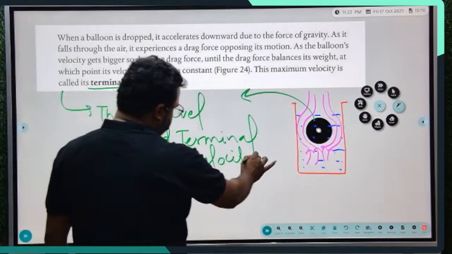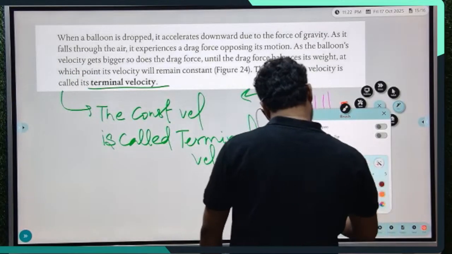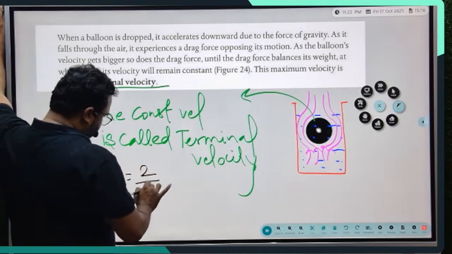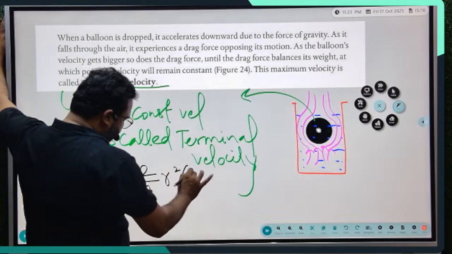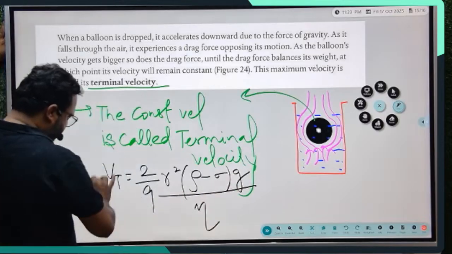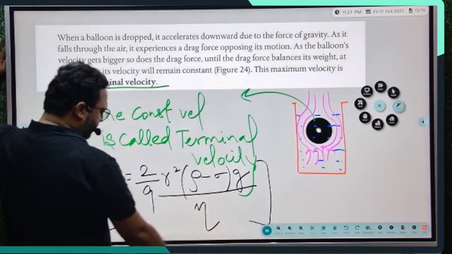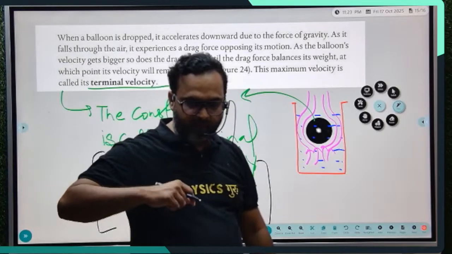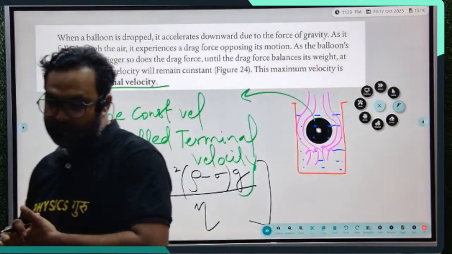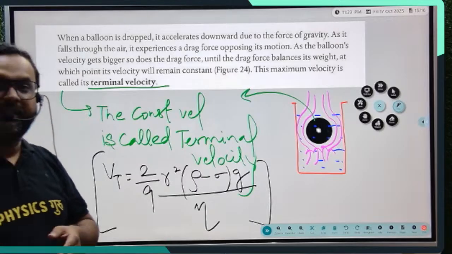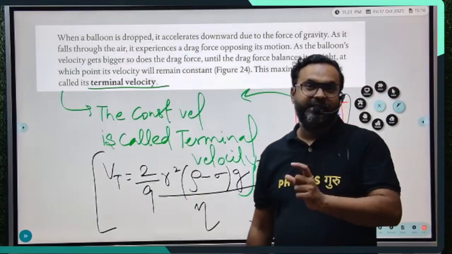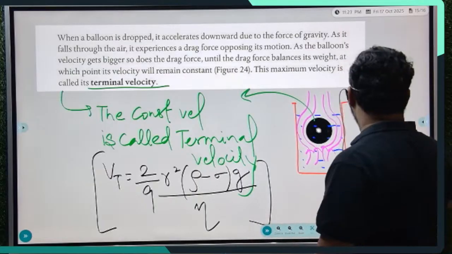The formula for terminal velocity is Vt equals 2 by 9 r squared (rho minus sigma) into g, divided by neta. R is the radius of the ball. G is gravity. Rho is the density of the object. Sigma is the density of water. Neta is the coefficient of viscosity.